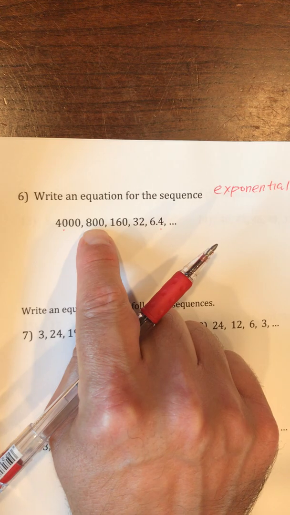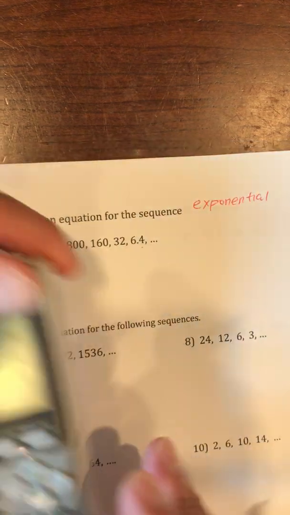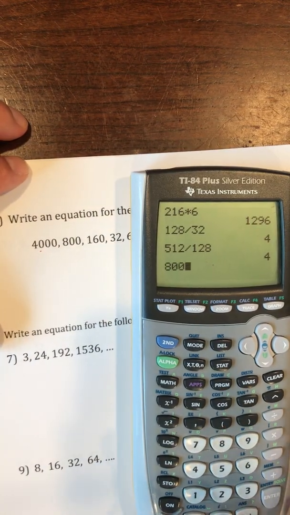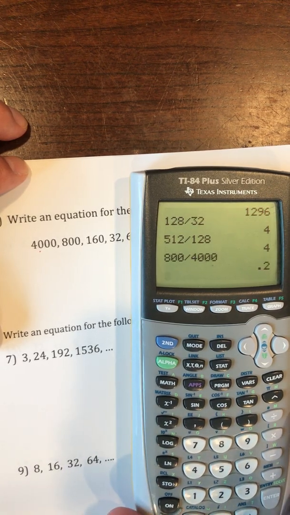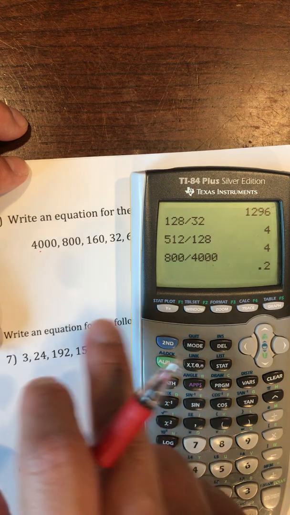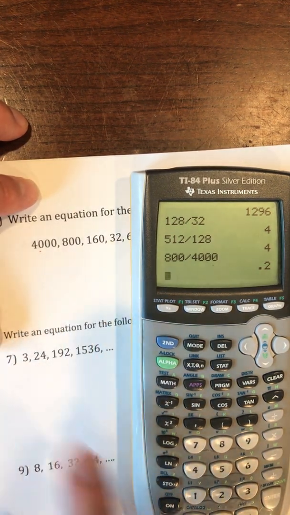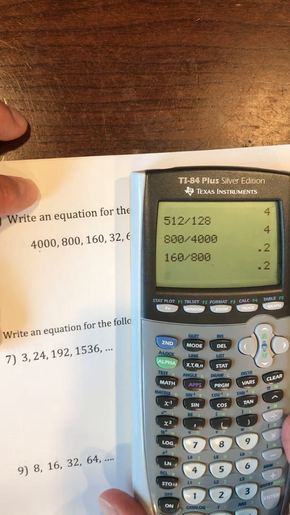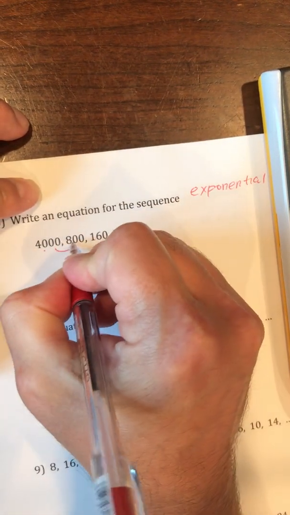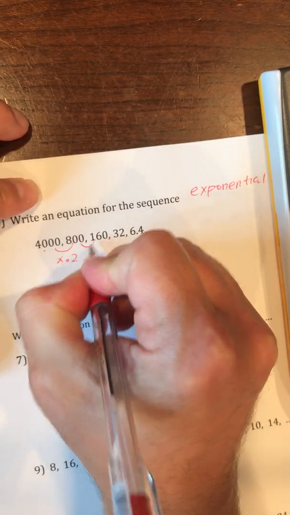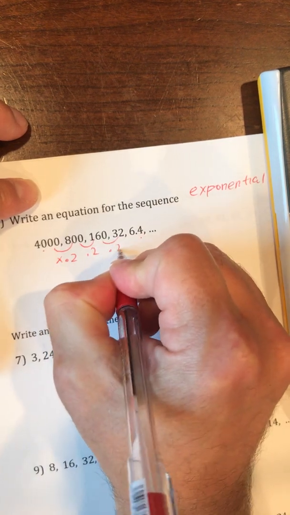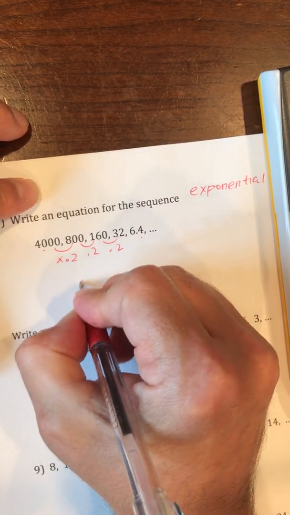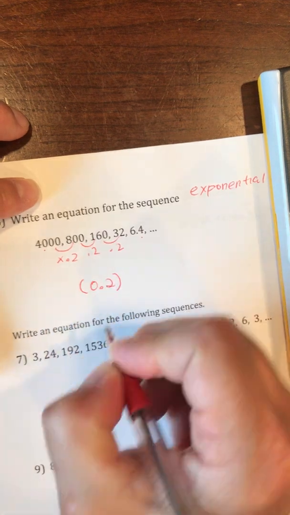I'm trying to see, to get from 4,000 to 800, I'm going to do 800 divided by the number before it, and that's 0.2. I want to make sure it stays the same, so I'm going to check the next one. I'm going to do 160 divided by 800, which is 0.2. So every time we're multiplying by 0.2. That means our base is 0.2.